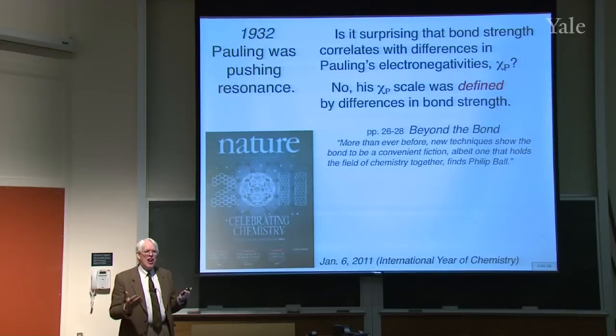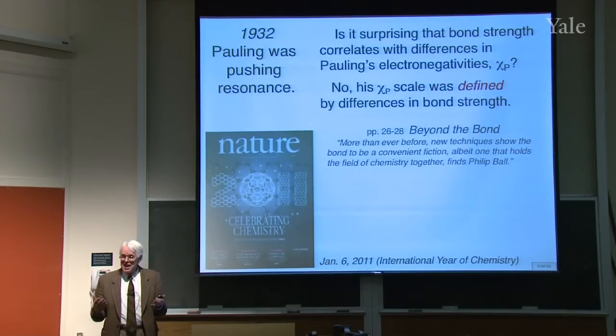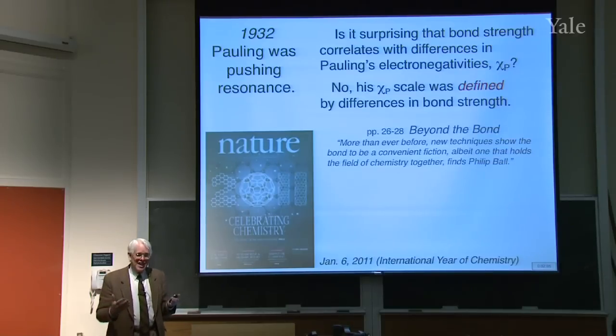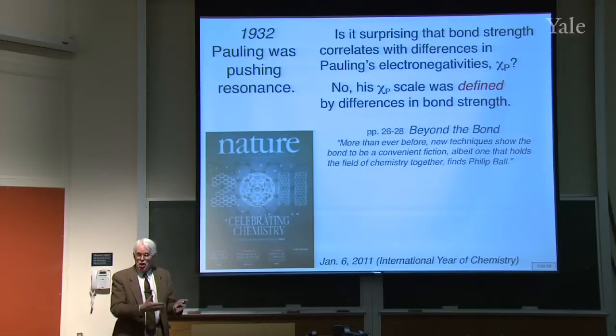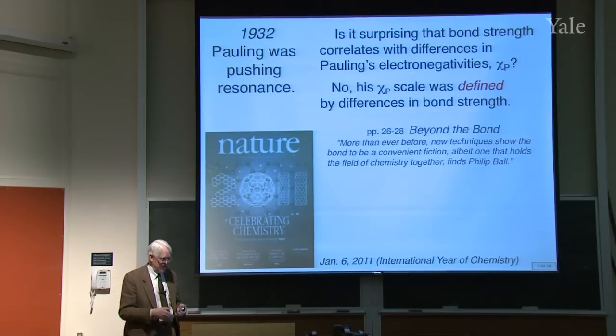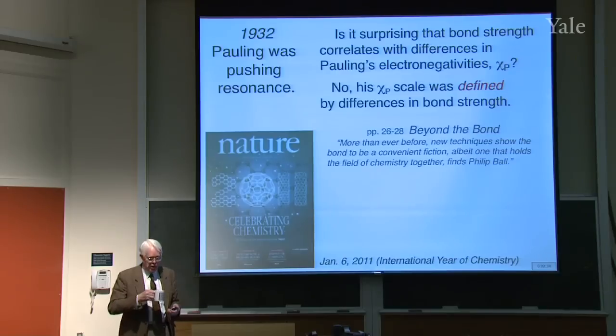Have we moved beyond bonds now? Can we just use quantum mechanics to talk about things? Remember, this was the question we asked at the end of last semester, right? If the history of chemistry hadn't developed the way it did in terms of bonds, and we just had quantum mechanics, would anybody ever have talked about bonds if you could just calculate all these numbers? And the little squib about this article said, more than ever before, new techniques show the bond to be a convenient fiction, albeit one that holds the field of chemistry together, finds Philip Ball.